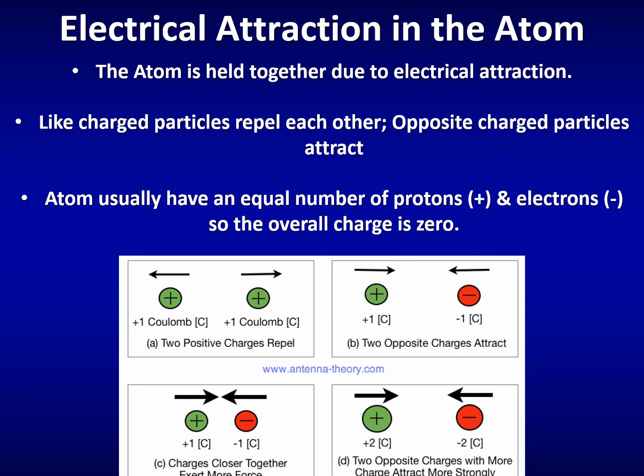An atom is held together due to electrical attraction. Like charges repel each other and opposite particles attract. This is why the protons in a nucleus attract electrons, and those electrons stay orbiting around the protons. The overall charge of each atom is 0 because all the electrons are balanced with all the protons.